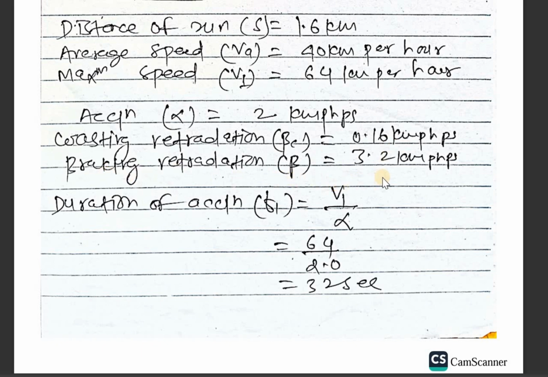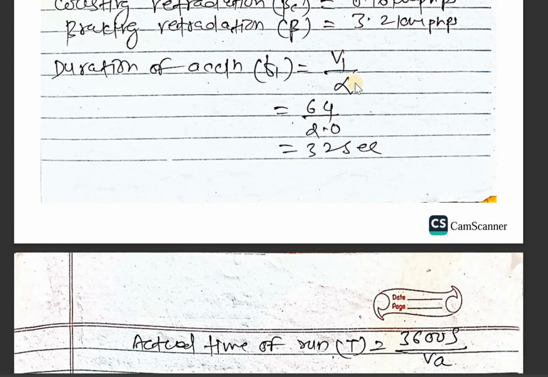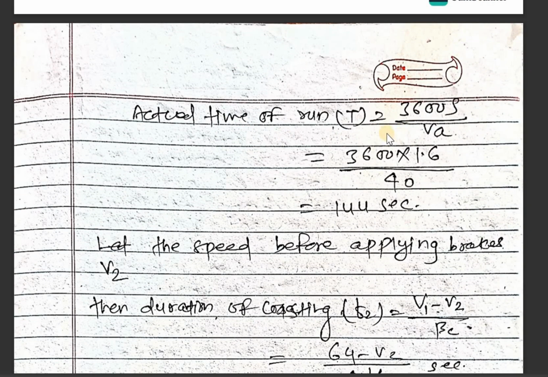We know the duration of acceleration, T1, equals V1 upon alpha. So putting in the values of V1 and alpha, we get 32 seconds. And the actual time of run, T, equals 3600 times D upon Va, that is 3600 into 1.6 upon 40, which is 144 seconds.